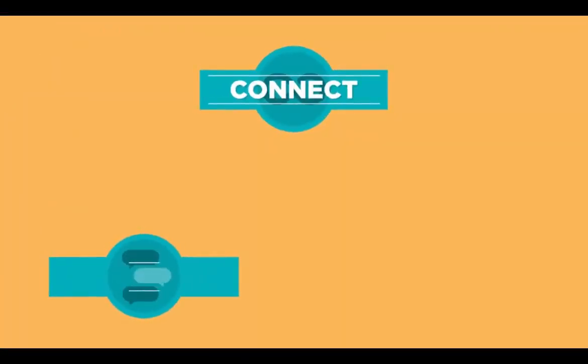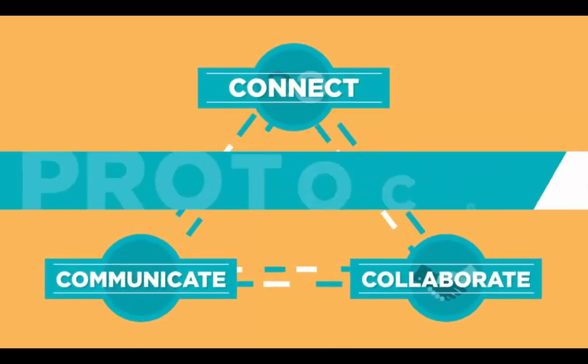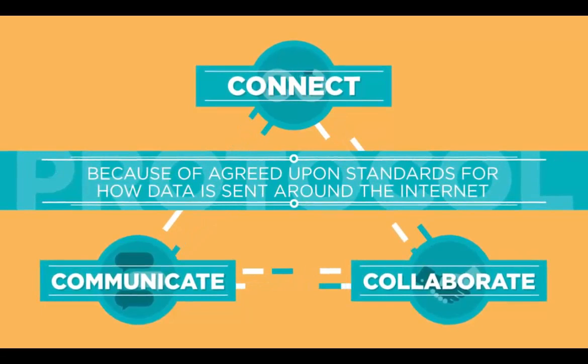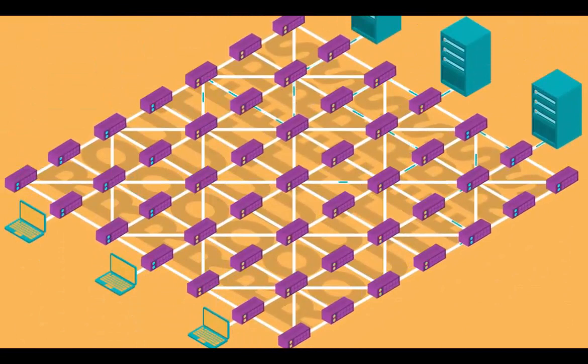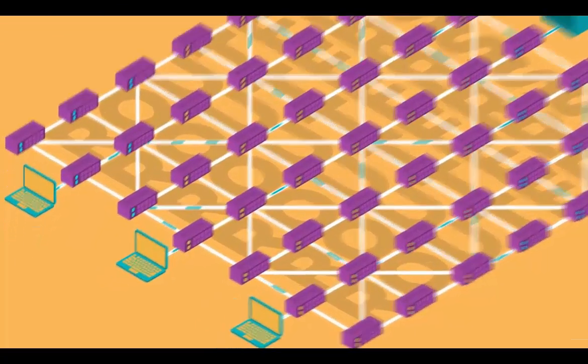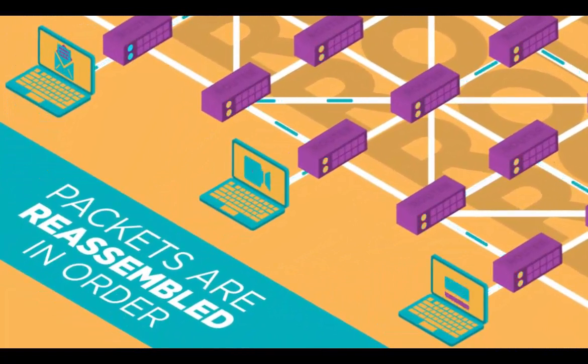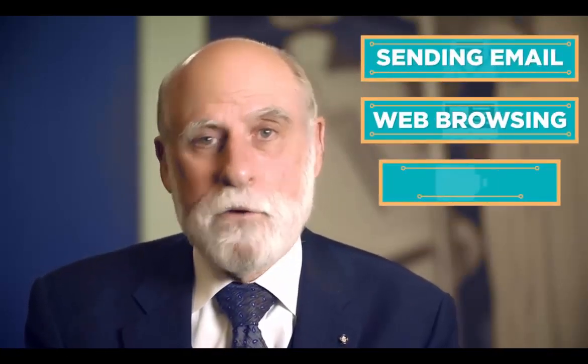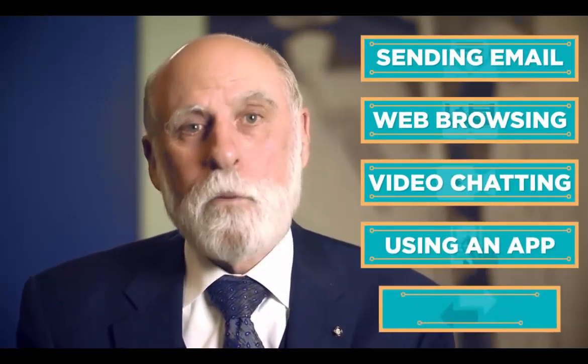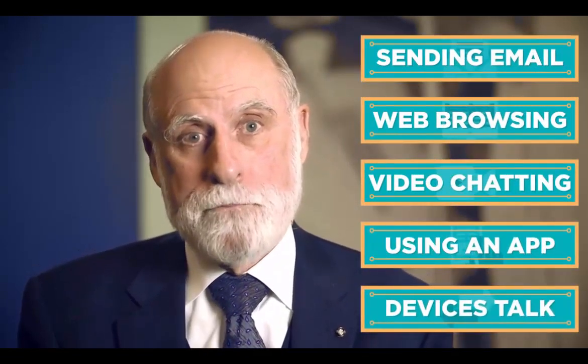The internet is made of hundreds of thousands of networks and billions of computers and devices connected physically. These different systems that make up the internet connect to each other, communicate with each other, and work together because of agreed upon standards for how data is sent around on the internet. Computing devices, or routers along the internet, help all the packets make their way to the destination where they're reassembled, if necessary in order. This happens billions of times a day, whether you and others are sending an email, visiting a web page, doing a video chat, using a mobile app, or when sensors or devices on the internet talk to each other.